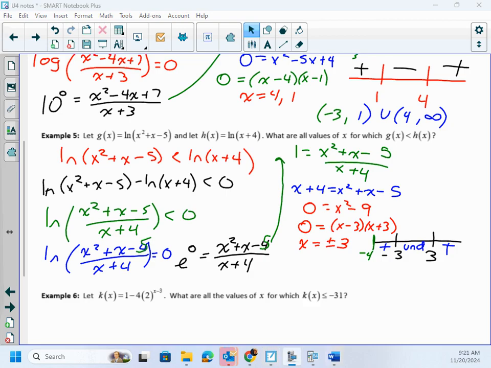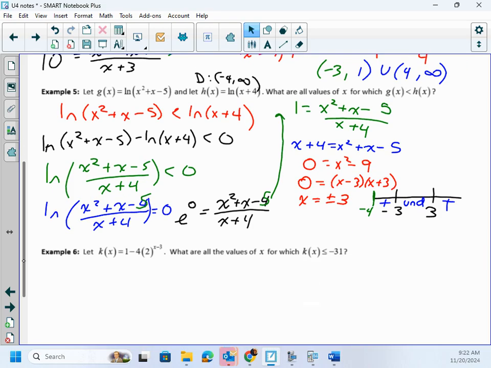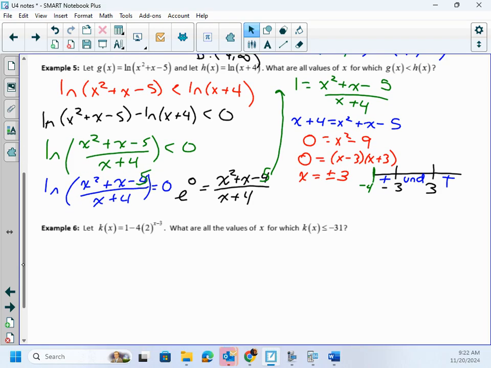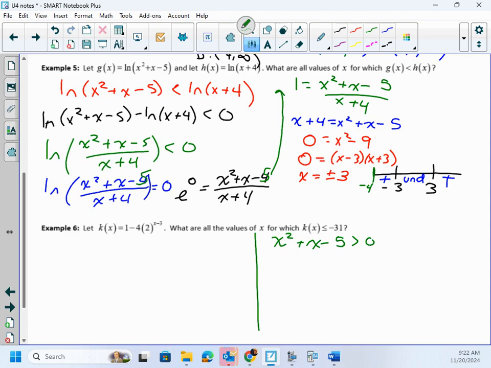Alright, now here's the issue. What I forgot to talk about is we talked about the domain for this piece, right? We said the domain has to be from negative 4 to infinity. We haven't talked about the domain for g of x. So I'm going to go down to the side, and we actually have to talk about the domain for g of x. So I'm going to come down here in this space, and I'm going to talk about x squared plus x minus 5, because that has to be greater than 0.